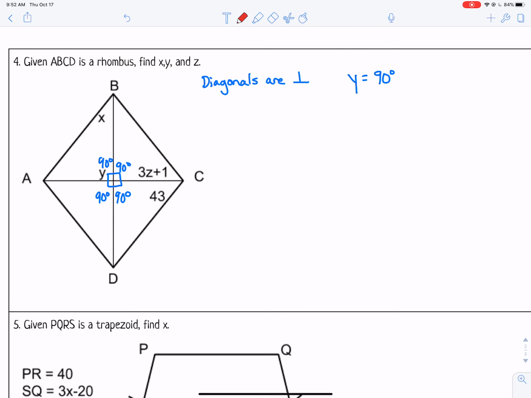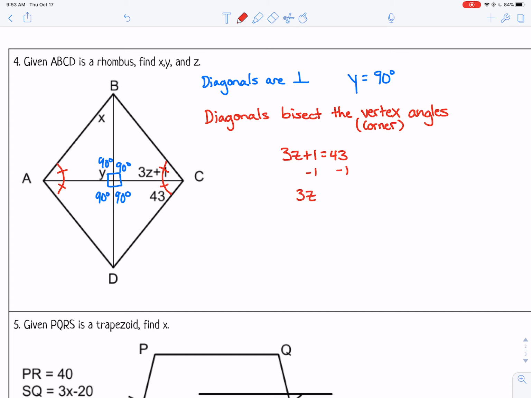Another property that I know to be true is that the diagonals bisect these angles that are in the corners, or they're in the vertex of the figure. So let's write that down. You don't have to write this on your quiz, I'm just doing it to help you study the properties again. This is what's going to help you solve the problem. So diagonals bisect the vertex angles, like those corner angles, if you want to think of it that way. So I know 3z plus 1 is equal to 43, and that'll help me to get z. So let's subtract 1, and we get 3z equals 42, and divide by 3, so we get z is equal to 14. All right, so I've got z, I've got y, I need x.